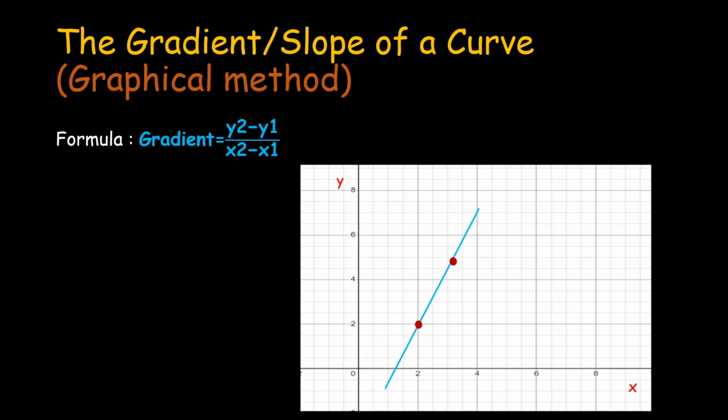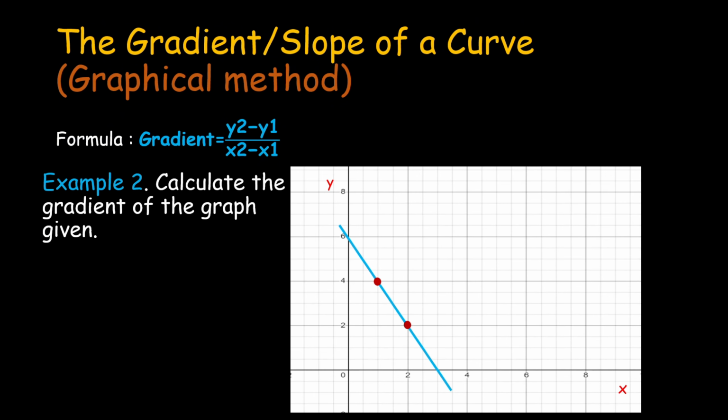Okay, let's take a look at example number 2. Calculate the gradient of the graph given. So, once again, we have 2 random points on our graph, and then we annotate them as (1, 4) and (2, 2). Then we can substitute this into our formula once again, subtract the values, and get our gradient as -2. But then we have to make sure that the order in which we subtract is always correct. This is why I see a lot of students making mistakes.